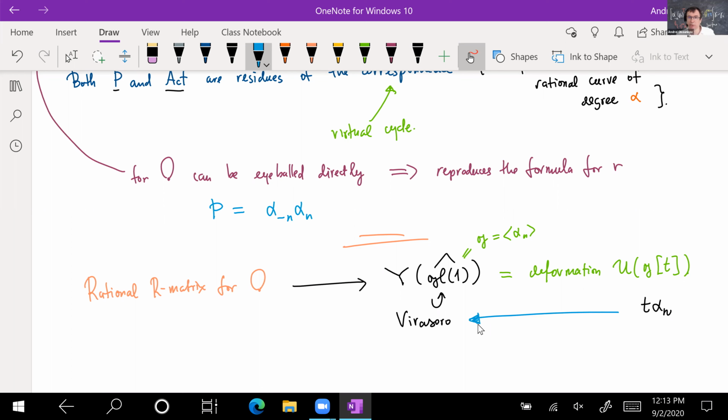Okay, so maybe to recapitulate, we have something which is supposed to look like a deformation of the enveloping algebra of polynomials with values in the Lie algebra. We computed that Lie algebra to be this GL1 hat, and therefore this whole quantum group would be something which should be called the Yangian of GL1 hat.